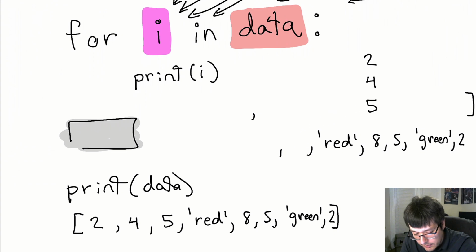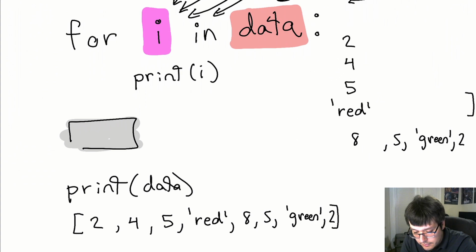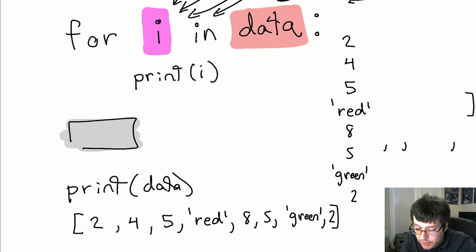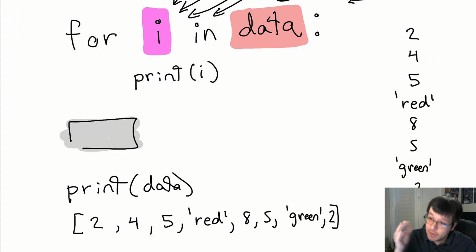And then the 5, and the red. Let me make some space here so I can fit it. But yeah, we're going to get the red in there like that. The 8, the other 5, the green, and finally the 2. So no commas are going to be printed or anything else. Although because of the way print works, it's going to print them out one per line.